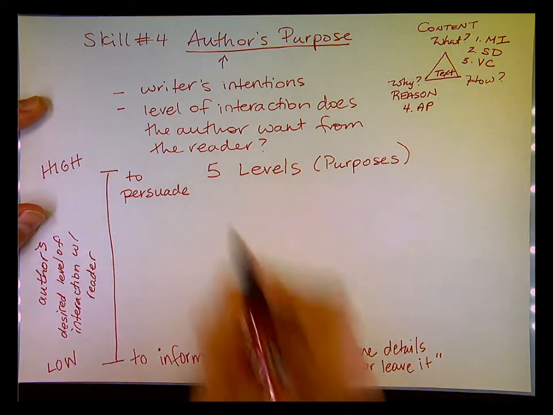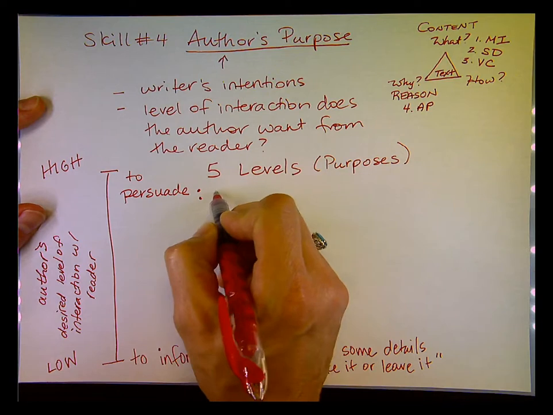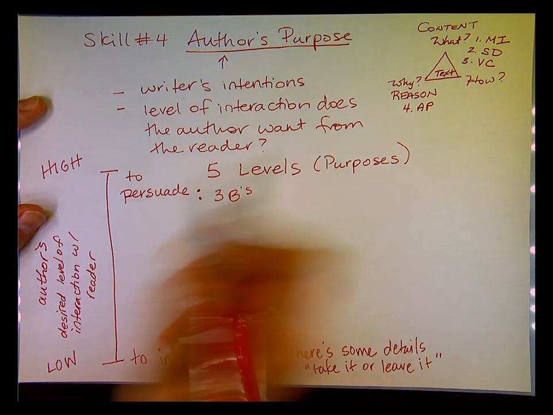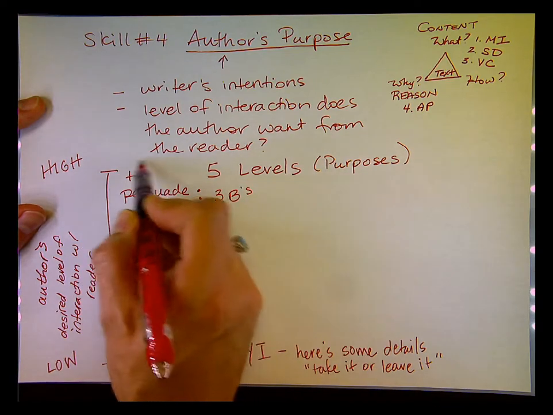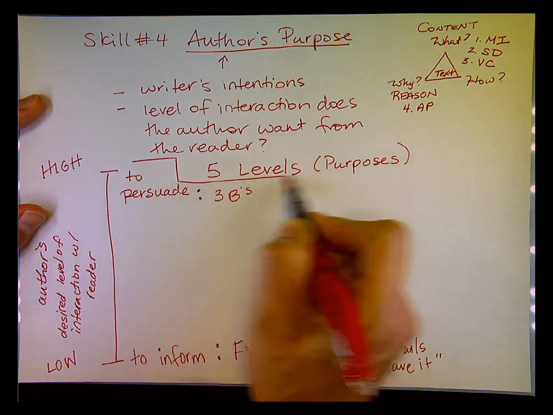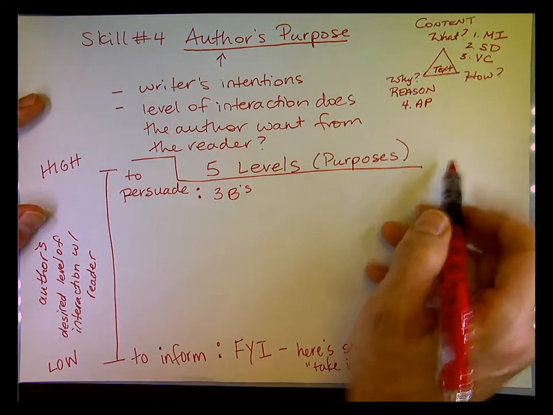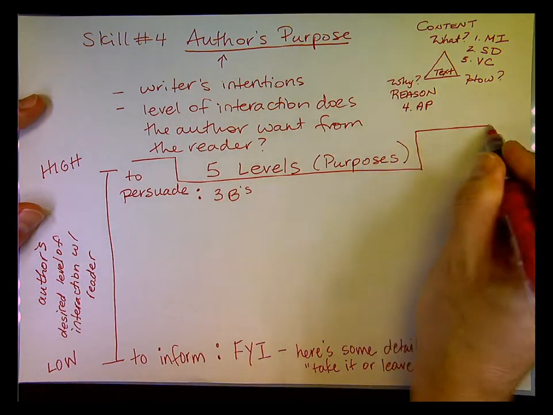So when an author wants something from you real specific, we call it to persuade. And I use what I call the 3 B's. Let me get this 5 levels out of the way.